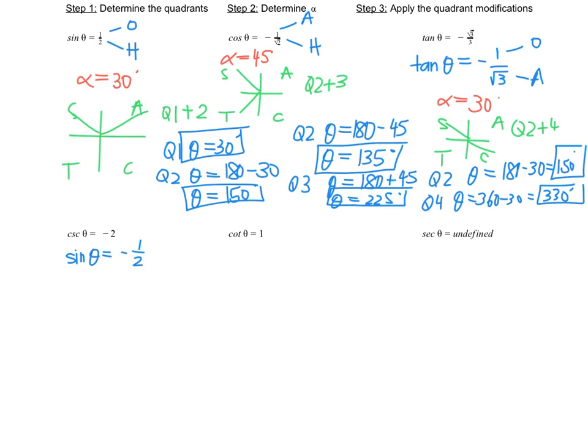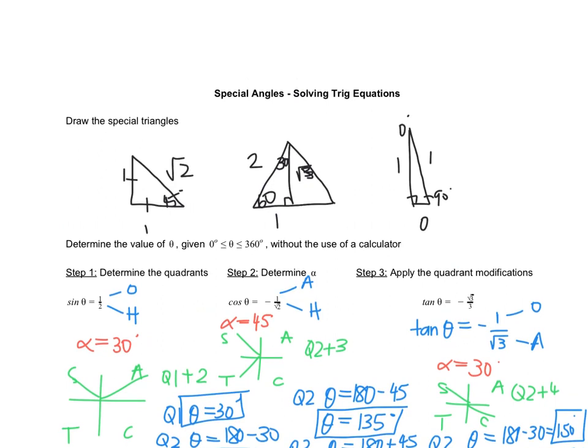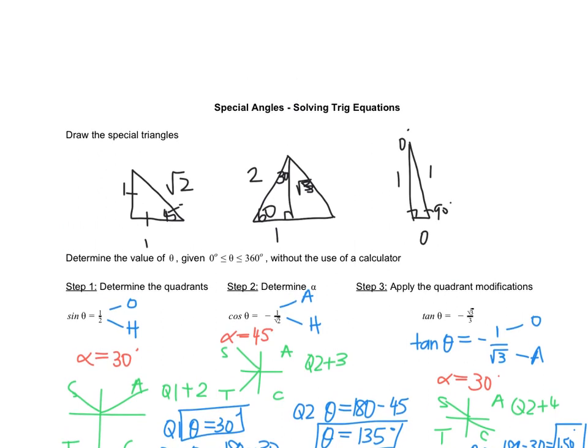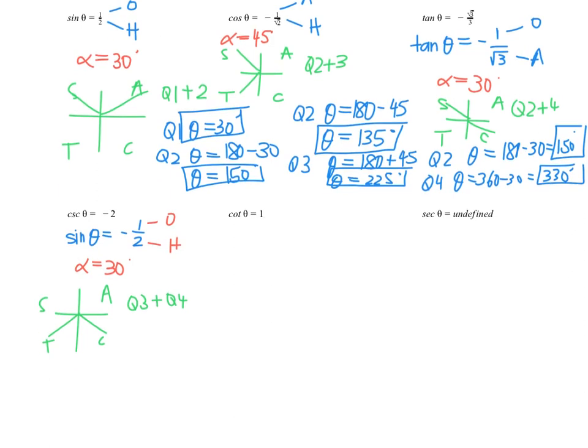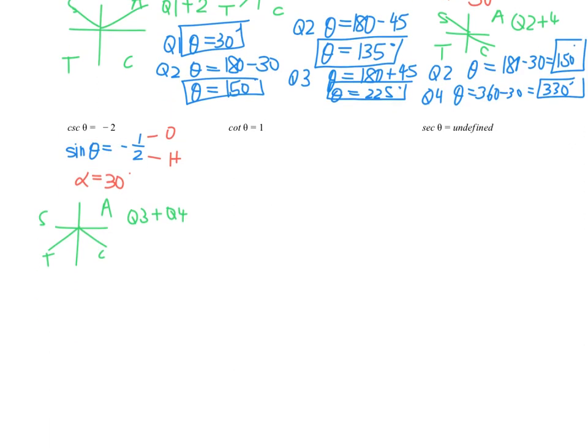Now I can go to my special triangles and look for an opposite of 1 and a hypotenuse of 2, and if I go look above, I see that for 30 opposite is 1 and 2 is the hypotenuse, so alpha is 30 degrees. But I know I have to think about my quadrants, and sine is negative in quadrant 3 and quadrant 4. So now I can make my modifications.